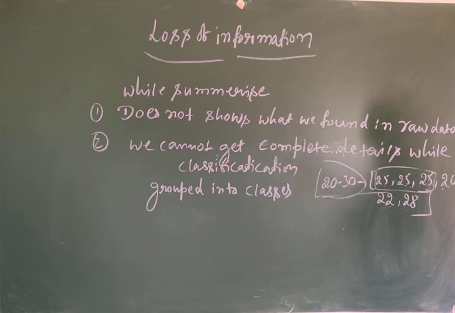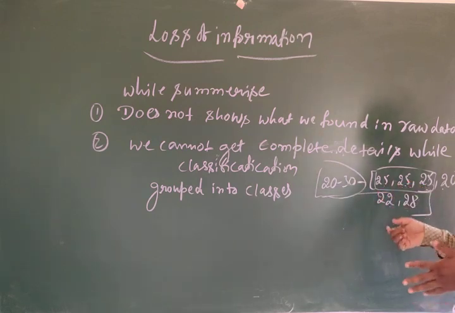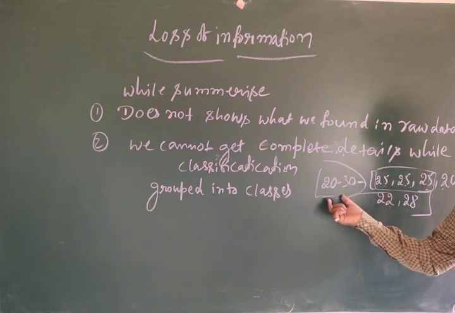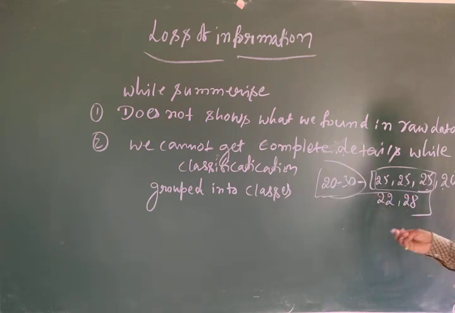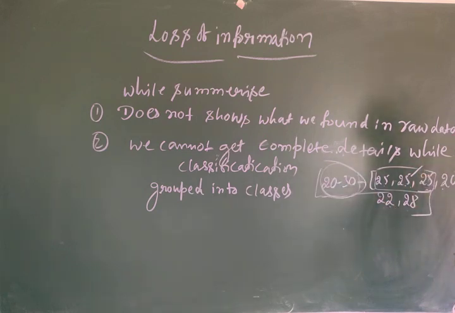When data is grouped into classes in a frequency distribution, we can lose information. Why? Because all the values will fall between, say, 20 to 30. All the values under 25, above or below, are considered as within the 20 to 30 class.